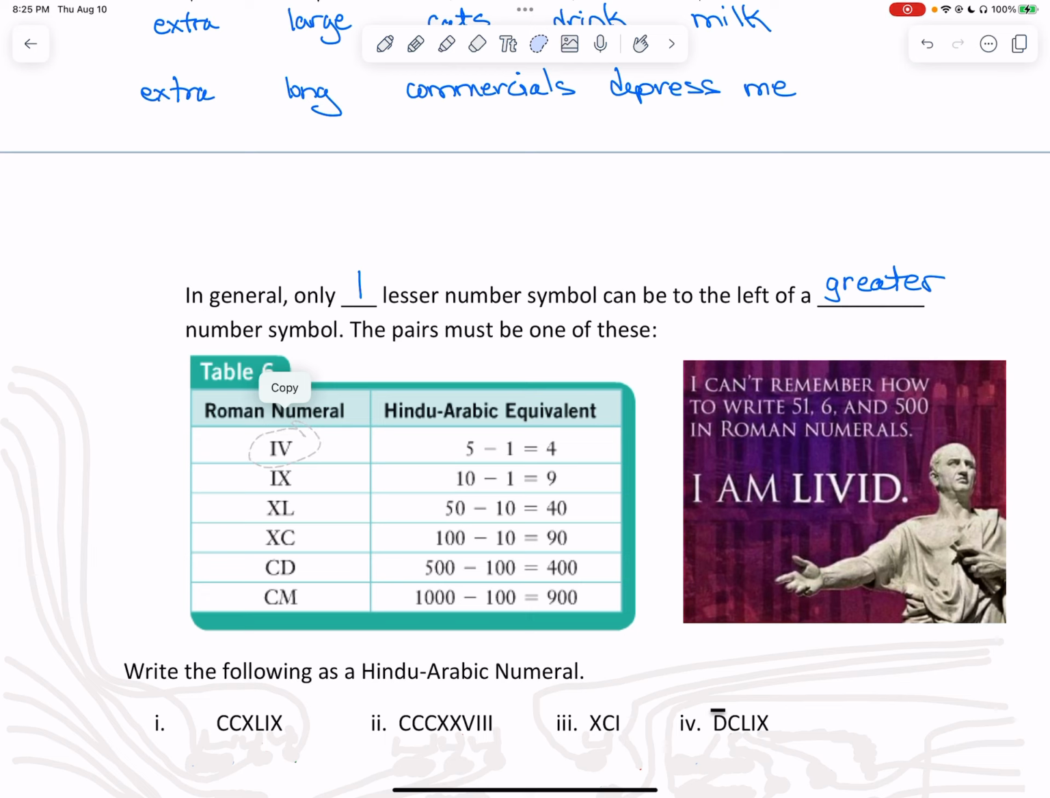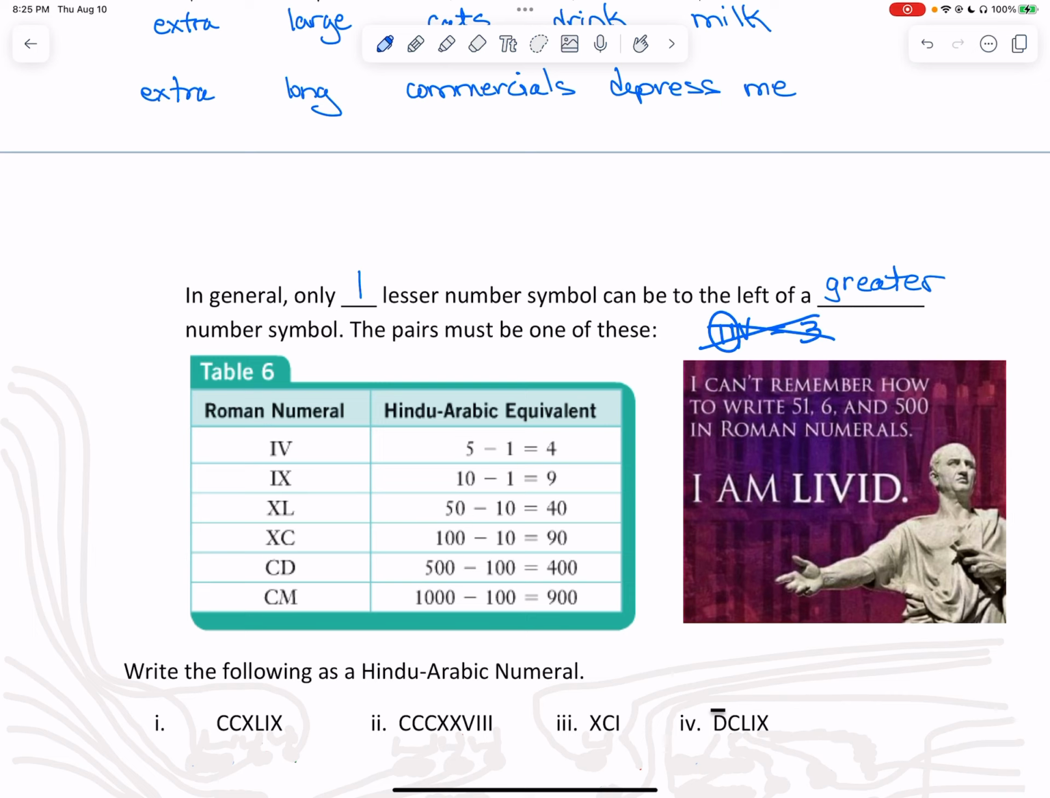So you have that 1 in front of the 5, so I'm going to subtract 1 from 5. This also means, remember I said you can only have one lesser, so you can't do this and make it equal 3. That doesn't work, because see how you have 2 lesser symbols? So that is not 3. 3 is 3 ones, because you can have 3 in a row, if you remember.